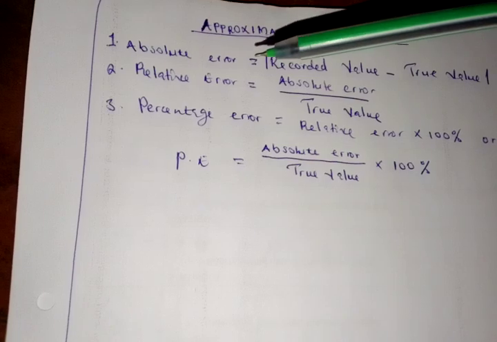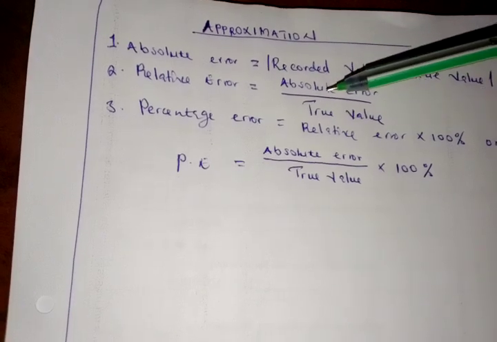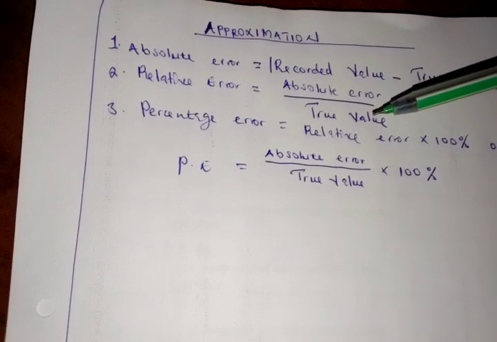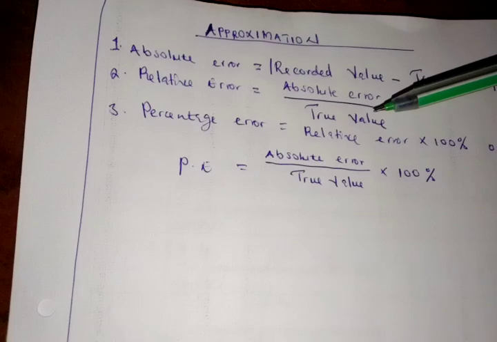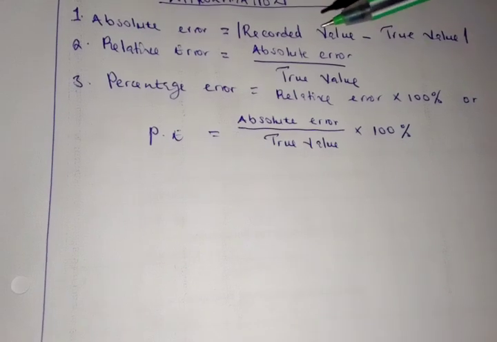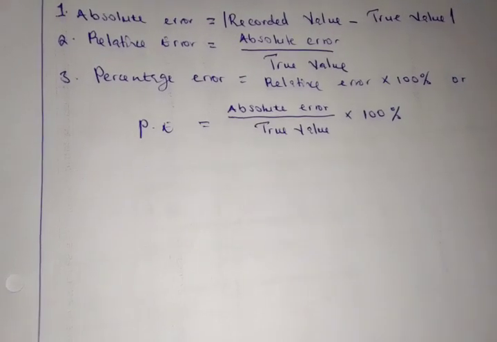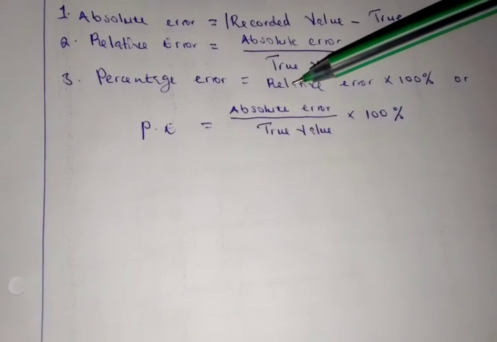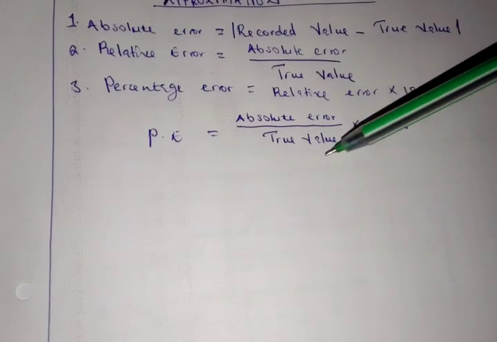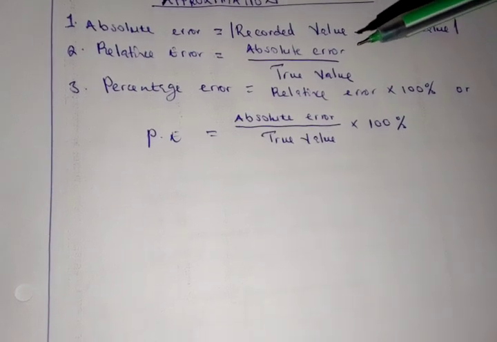Then we have relative error. To find the relative error, we use this formula: absolute error over true value. Then the third formula is the percentage error. For the percentage error, you can either use relative error times 100%, or you can say absolute error over true value times 100%.